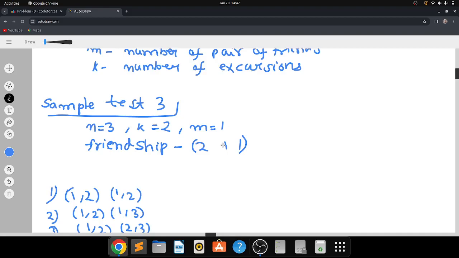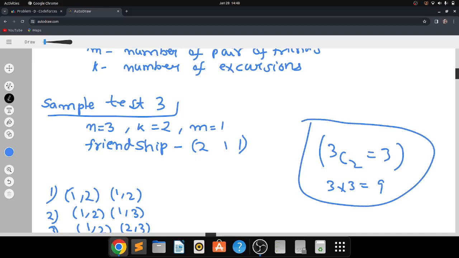You can see that in the first place the teacher has 3 possibilities, because there are 3C2 options the teacher has in the first place, and that is equal to 3, right? So for the first place the teacher has 3 options, and also for the second place the teacher has 3 options. So there are a total of 9 ways to choose the k equals 2 excursions.